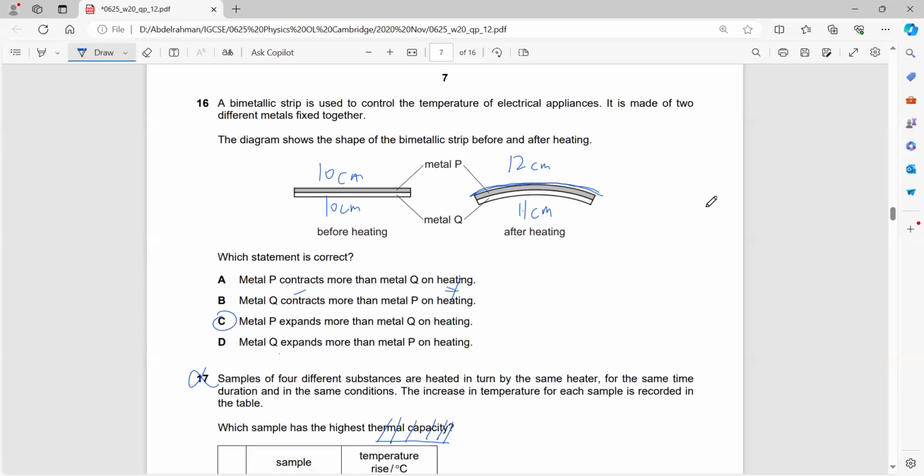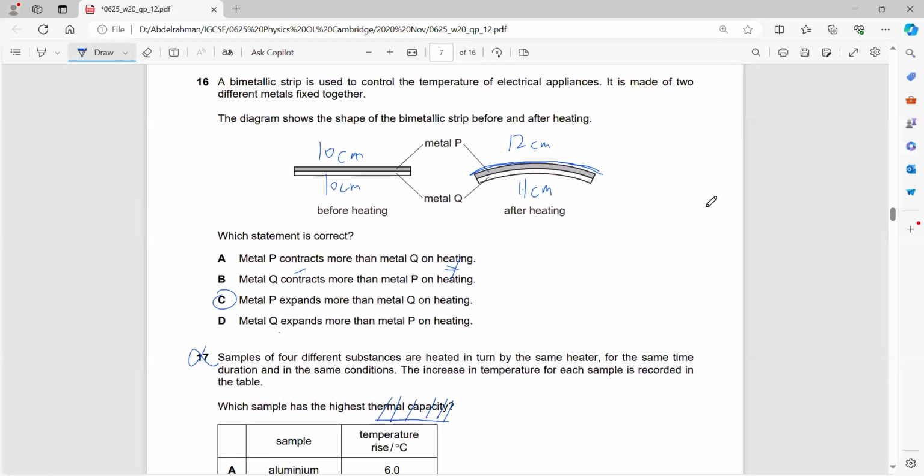From the diagram, you can see that metal P has a longer curvature. Metal P is curved more than metal Q, so metal P has a longer distance. It's slightly longer than metal Q. That's why it expanded more than metal Q. It has to do with the diagram. That's it.